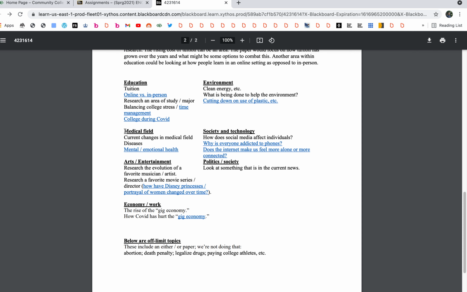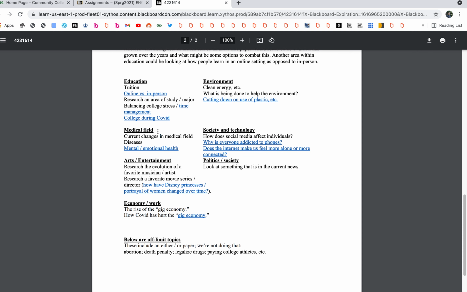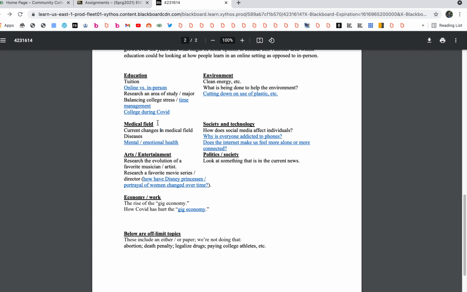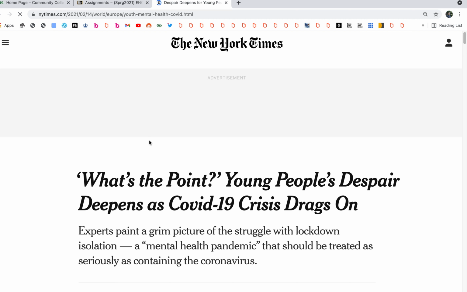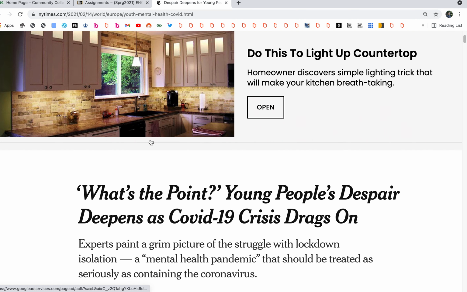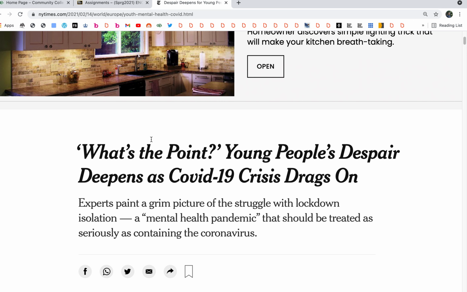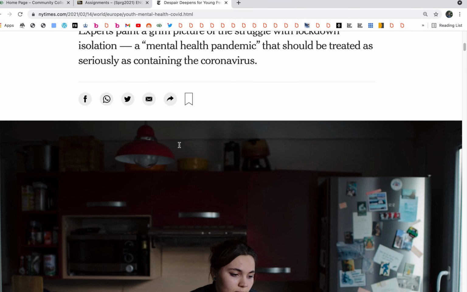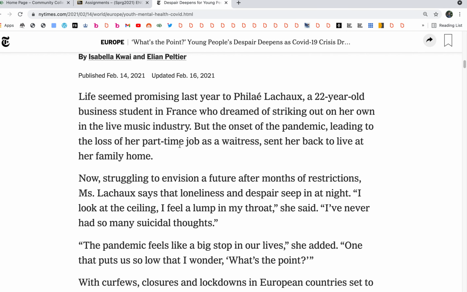Think of an area in a medical field. If you're going into nursing or the medical field, are there current changes in the medical field? Certain diseases, mental and emotional health, that could be an area of interest. And here's a link that looks, again, I'm stuck on the COVID thing, but you could look at depression and despair deepens during COVID. How do people during COVID deal with depression, deal with some of these emotional struggles? And you see, this is a great article here, and this article works.